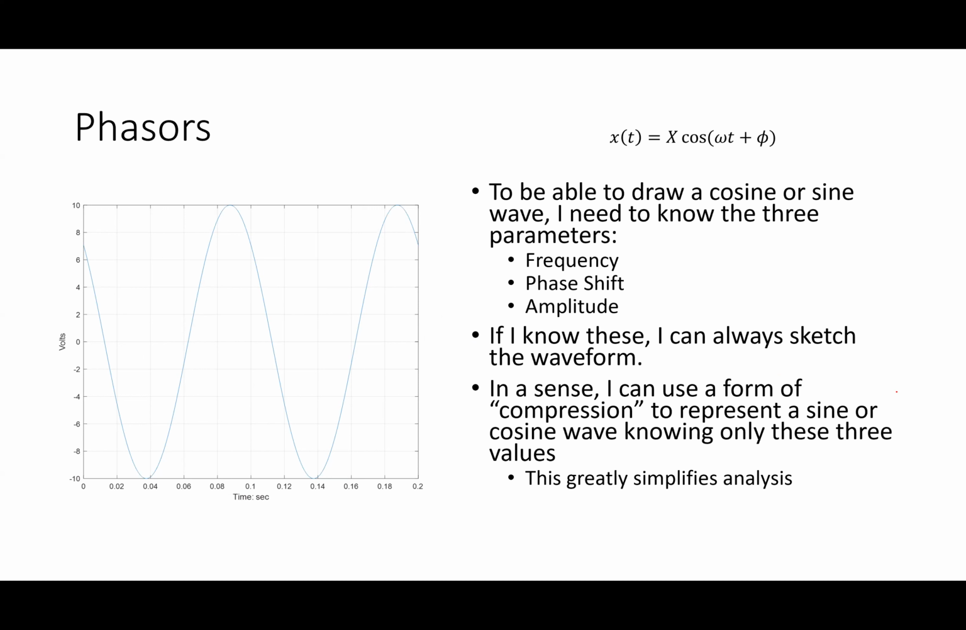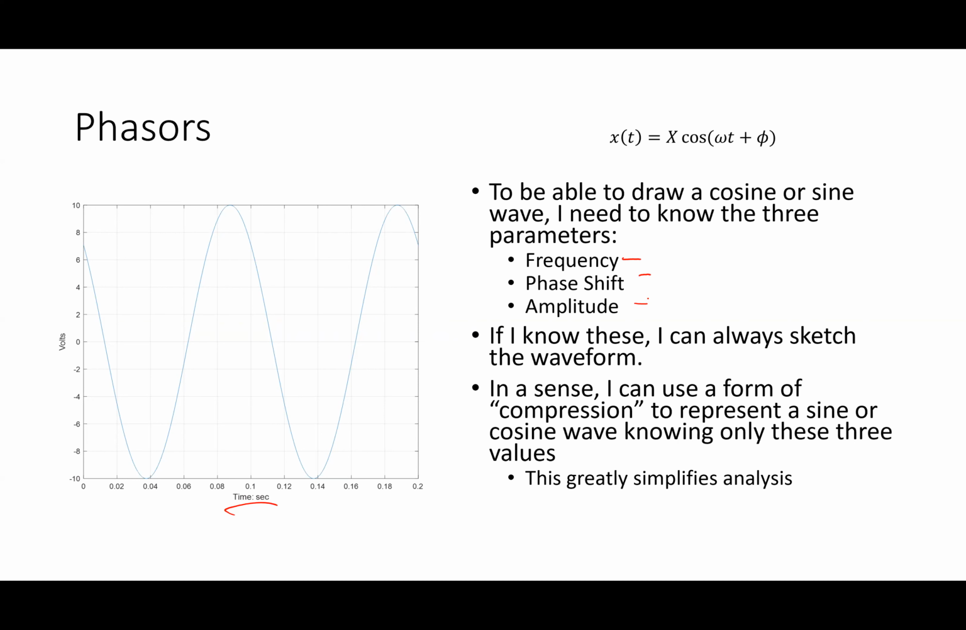We know that to draw a sine or a cosine versus time, how many points are on that graph? In theory, from 0 to 0.2, how many points are on that graph? Infinite, right? There's a lot of points there. But to be able to draw that waveform, I don't need to know the value at every one of those points. To draw it, I only need to know the frequency, the phase shift, and the amplitude.